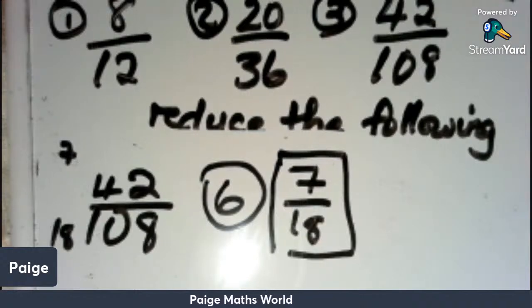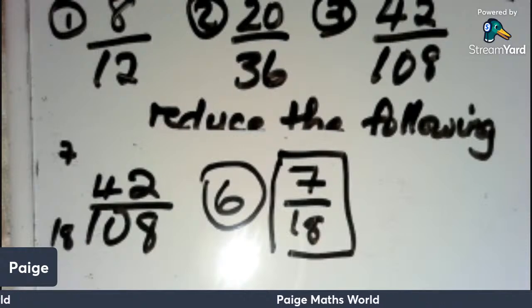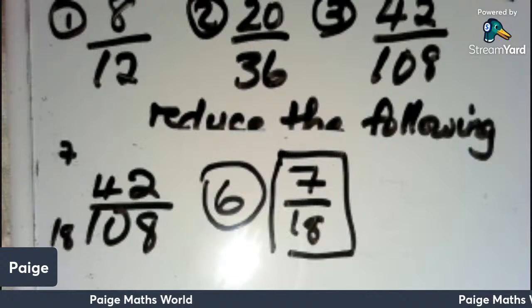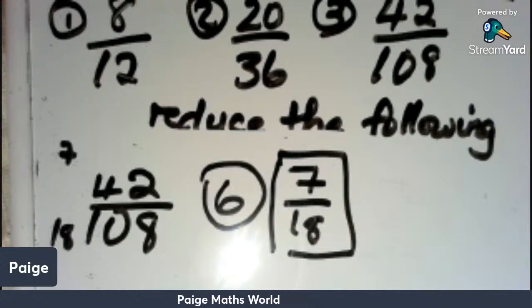Do you guys have any question for me? Yeah, so 6 is the number, JD. So you use 6. So 6 into 42 goes 7, and 6 into 108 goes 18. And so reduced is 7 over 18. Do you guys have any questions?